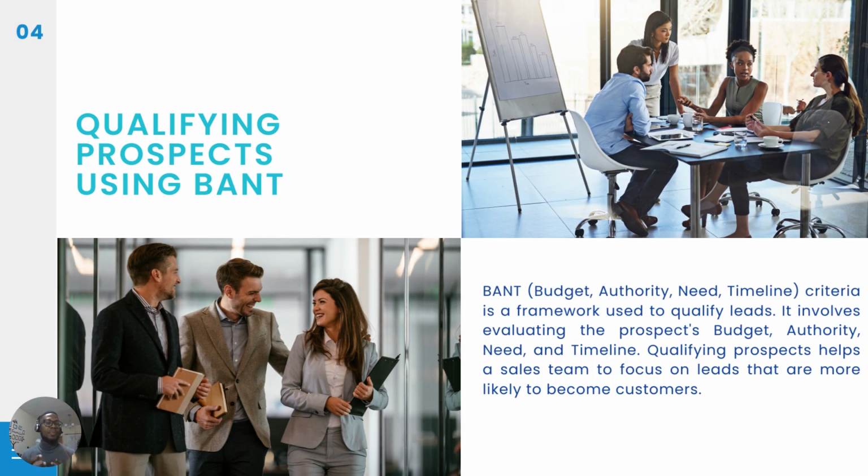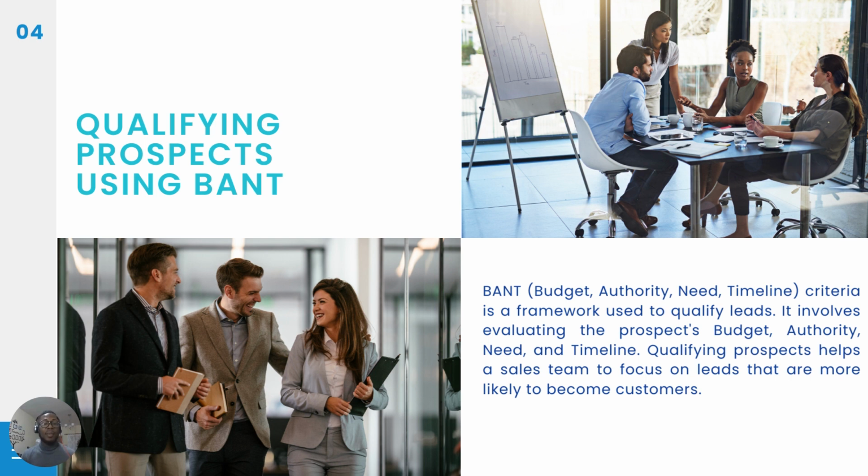To do this, we would apply what we call BANT. BANT essentially asks: do they have the budget, the authority, the need, and the timeline necessary to make this sale happen? So, do they have the money to spend? Do they have the authority? Are these the persons who say yea or nay? Is there a need for it?